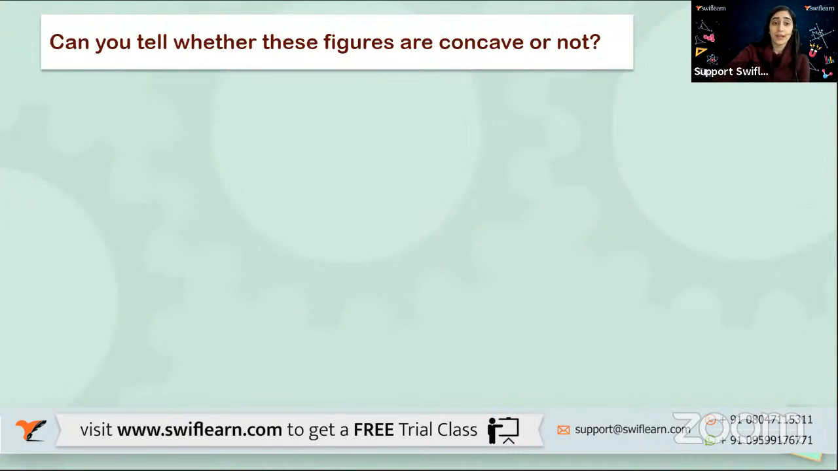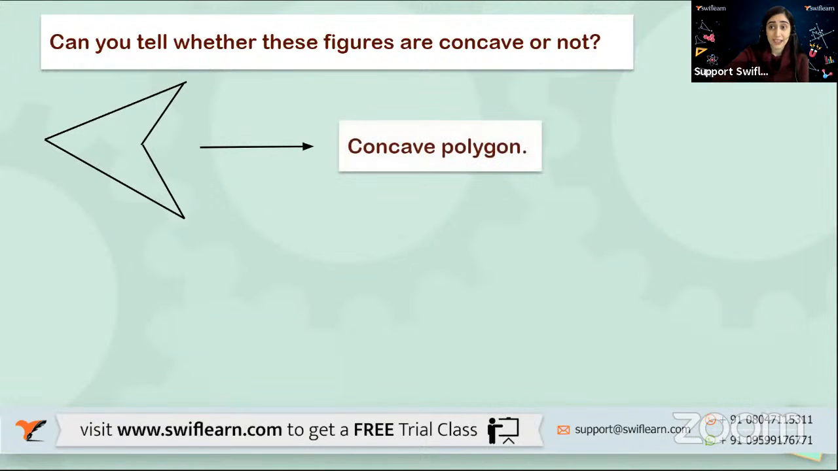Good work. Moving on to the next one. Can you tell me, is this figure concave or not? Think about the diagonal. Is the diagonal coming out? Yes, we can see that if I try to make a diagonal on this one, going from this point to this line, the diagonal is coming outside of the main figure. That's why we call it a concave polygon.